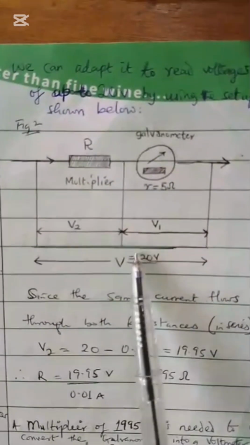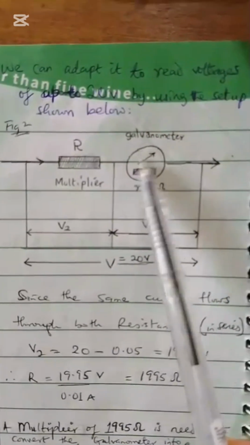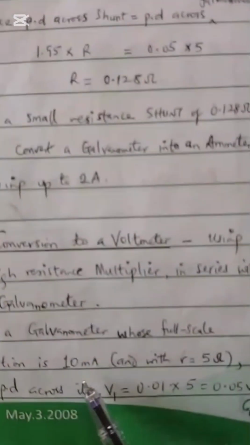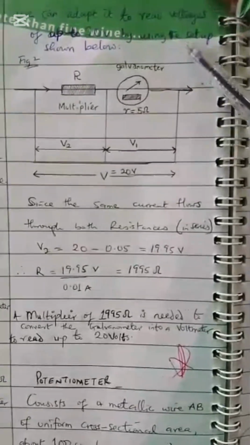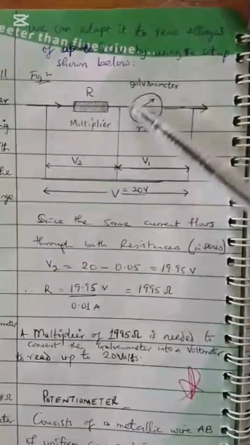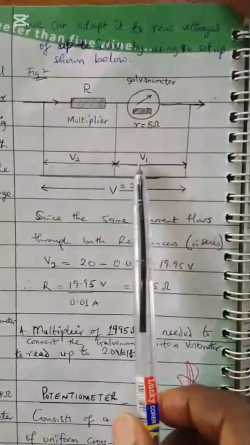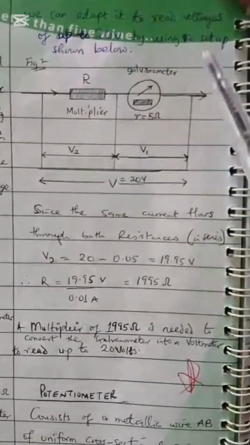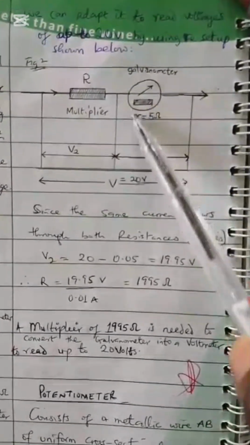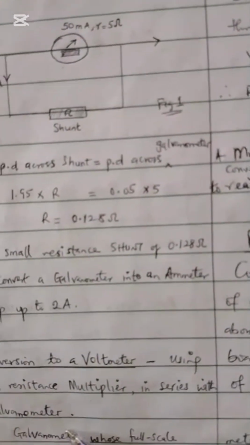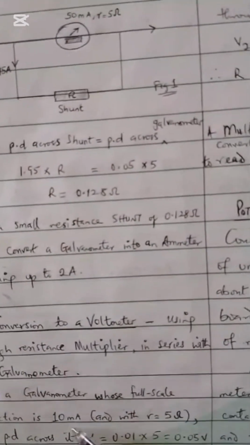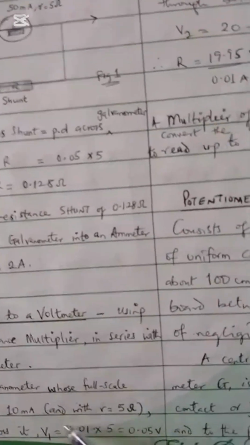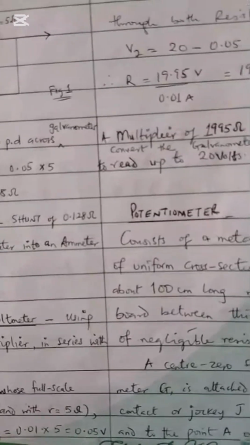So it's going to split this 20 volts. I know that our galvanometer can only take 0.05 volts. We just calculated it from here. The galvanometer is going to take voltage V1. Remember from Ohm's law, V equals IR, current and resistance. At full scale deflection, you can only take 10 milliamperes, which is 0.01 amperes. So we calculated V1 as 0.05 volts there.